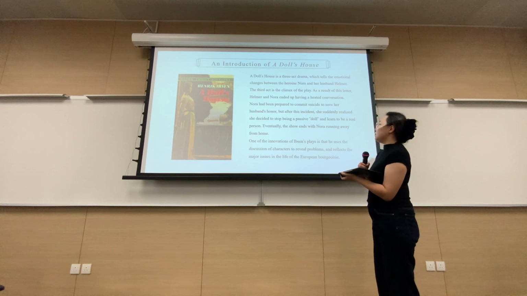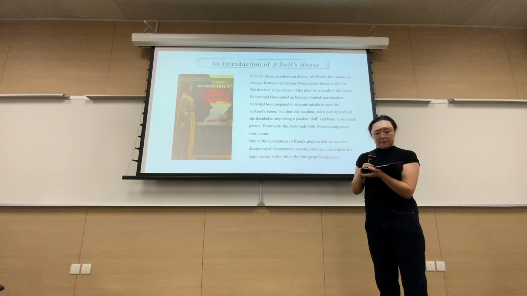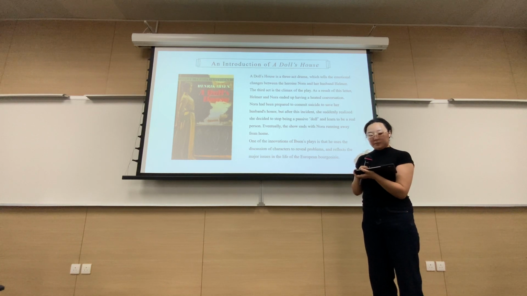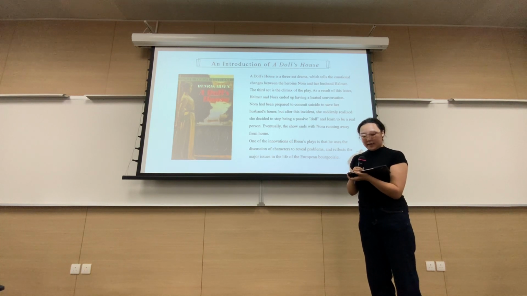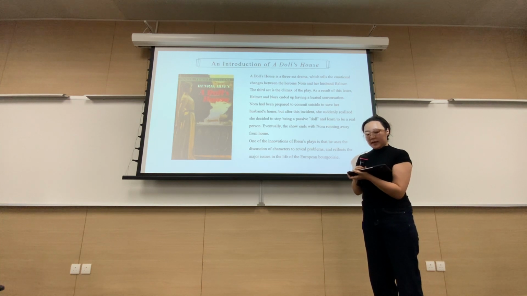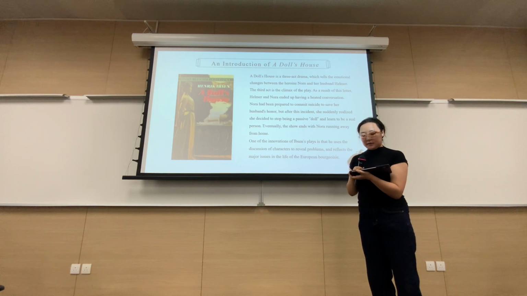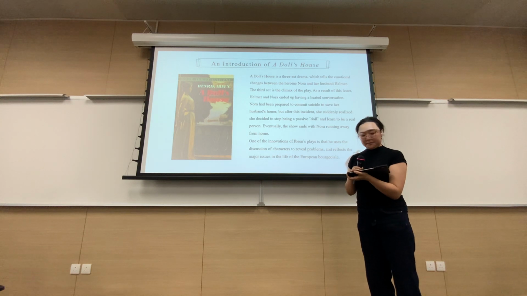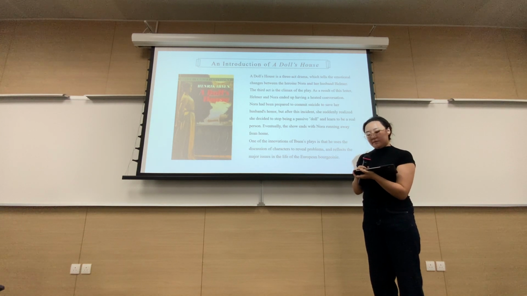And then I'll introduce A Doll's House for you. A Doll's House is a three-act drama which tells the emotional changes between the heroine Nora and her husband Helmer. From the beginning of obedience and dependence on her husband to the end of breaking up with her husband, Nora realized her self-awakening. And Nora's family was a microcosm of the European middle class at that time. It is a more idealized family. Nora is a dependent wife.